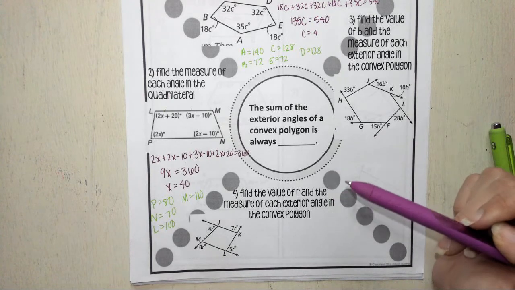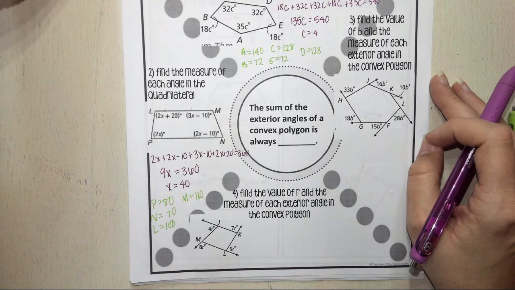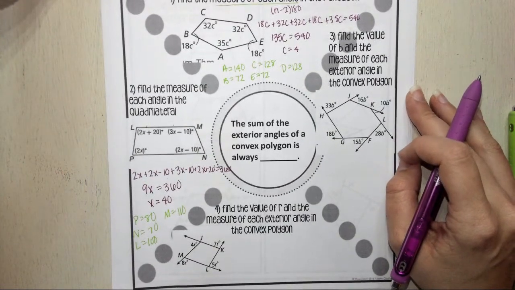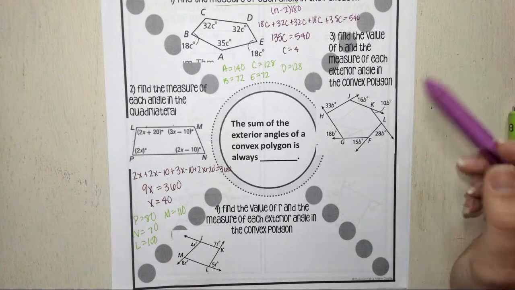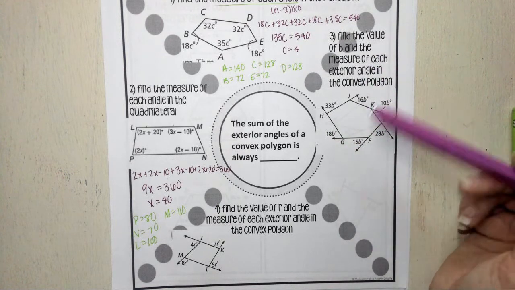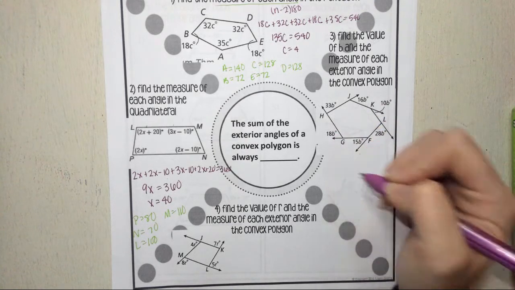So now would be a good time to pause the video if you have any questions about these two. Now let's look at number 3. This is find the value of B and the measure of each exterior angle in the convex polygon. Now we know that the sum of the exterior angles of any polygon is 360. So you're going to add these up and set it equal to what? 360.